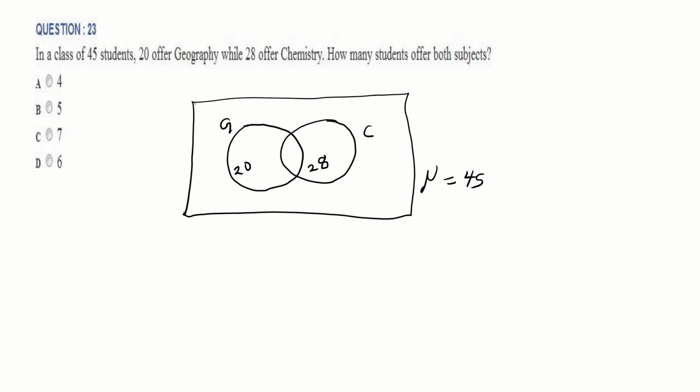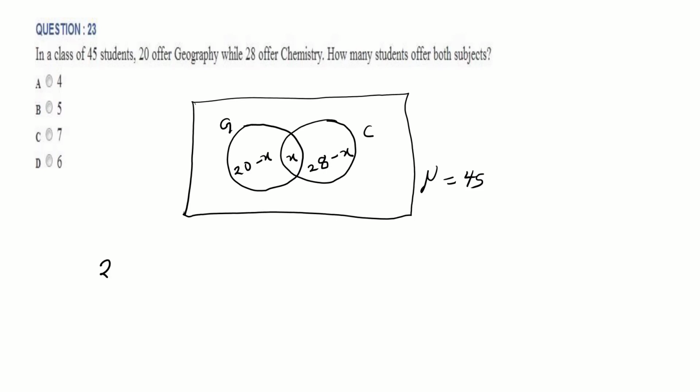So let's say the intersection between geography and chemistry is X. To find the number of students that offer only geography, we are going to subtract X. And to find the number of students that offer only chemistry, we are going to subtract X. Since we know that the total number of students is 45, we should add the number of students offering only chemistry, only geography, and both. We're supposed to arrive at 45.